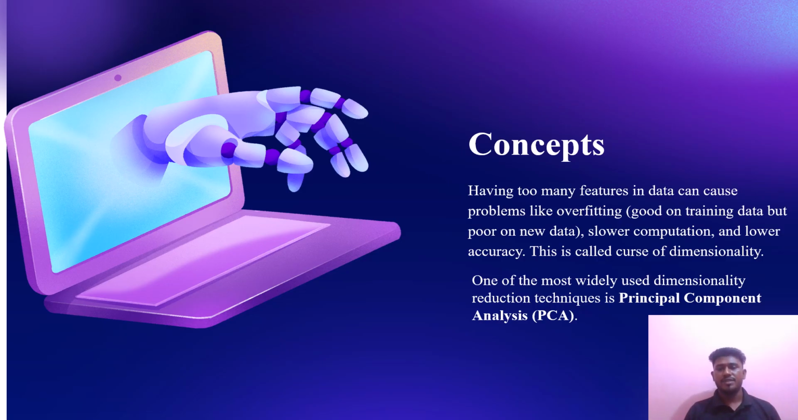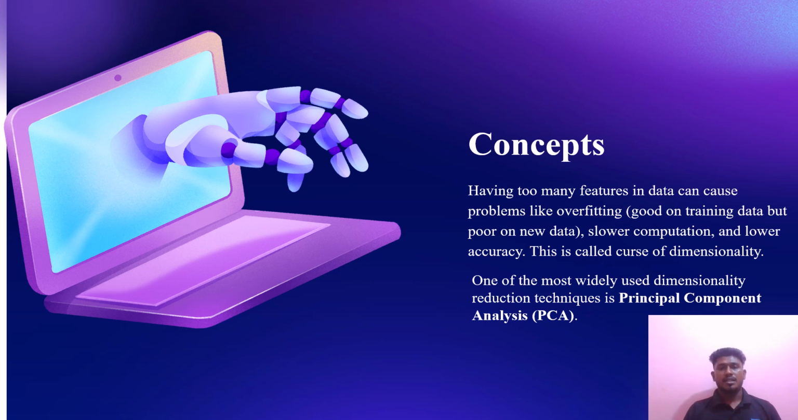Well, having too many features in data can cause problems like overfitting, slower computation, and lower accuracy. This is called the curse of dimensionality. The explosion of feature combinations makes sampling harder in high-dimensional data and makes tasks like clustering or classification more complex and slow.